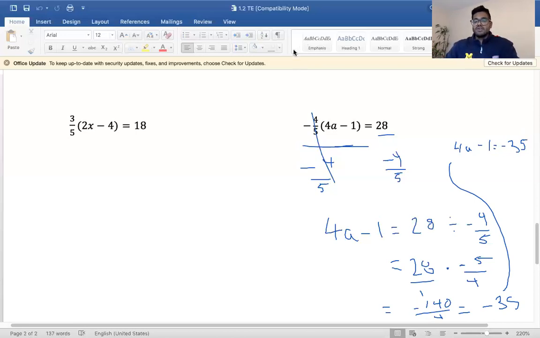So two different ways of doing the exact same problem. This way to me seemed a little easier, but I wanted to show you both so you can just, whichever one you prefer.